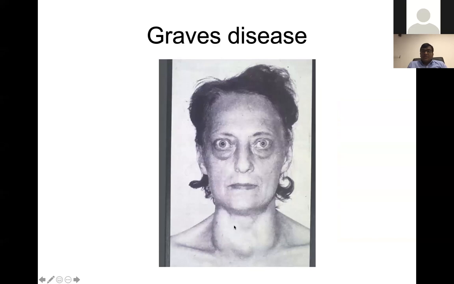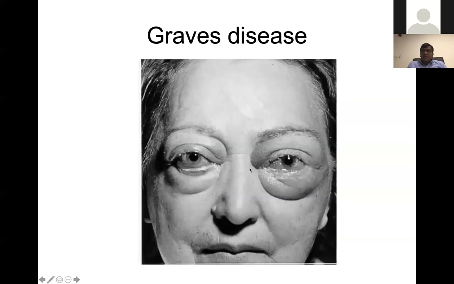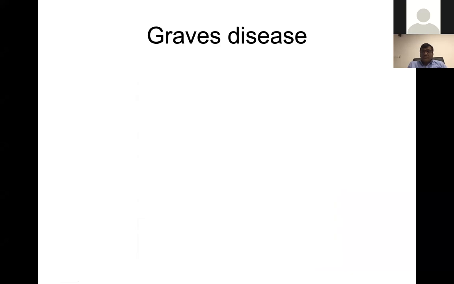You can see the diffusely enlarged thyroid gland with the eye signs, and a severe form of eye disease with severe chemosis and periorbital swelling. This can be vision threatening as well. Sometimes because of the edema, the optic nerve can undergo compression and optic neuritis can happen. Vision can also be affected by severe corneal involvement, which can even lead to corneal ulceration due to exposure.